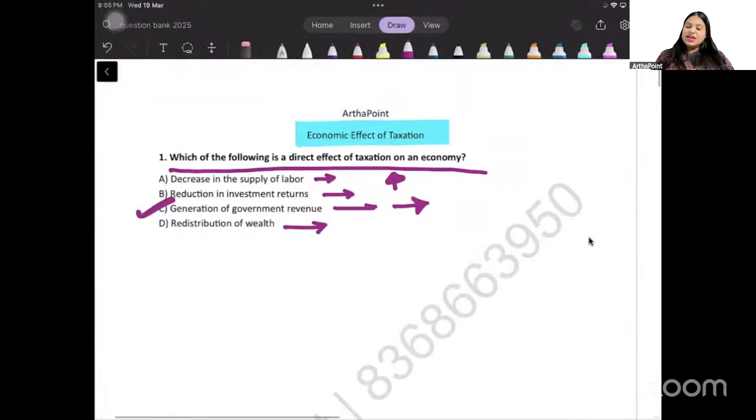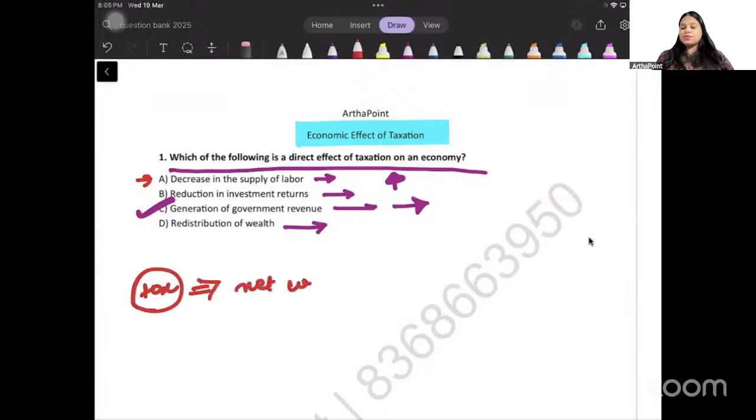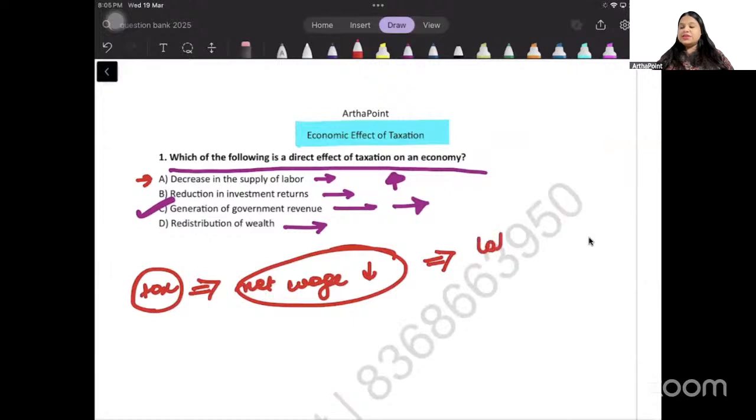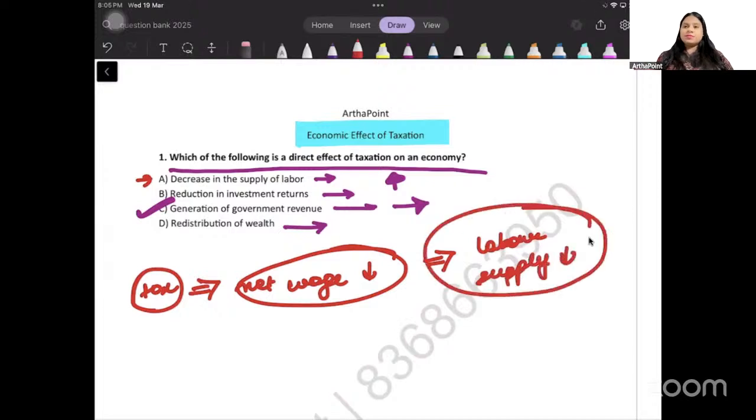ठीक है, तो ऐसा नहीं है कि ये टैक्सेस की वजह से नहीं हो रहे हैं. When you will impose tax, it means that net wage of people will fall. Labor का net wage गिर जाएगा. When net wage of labor will fall, then the incentive to provide labor will fall. So labor supply will decrease. But ये एक indirect effect of taxation है.